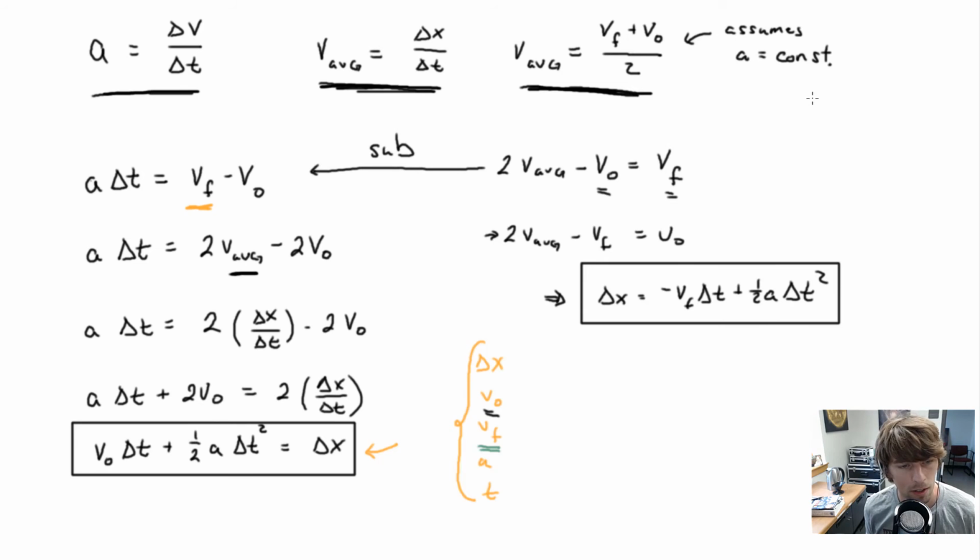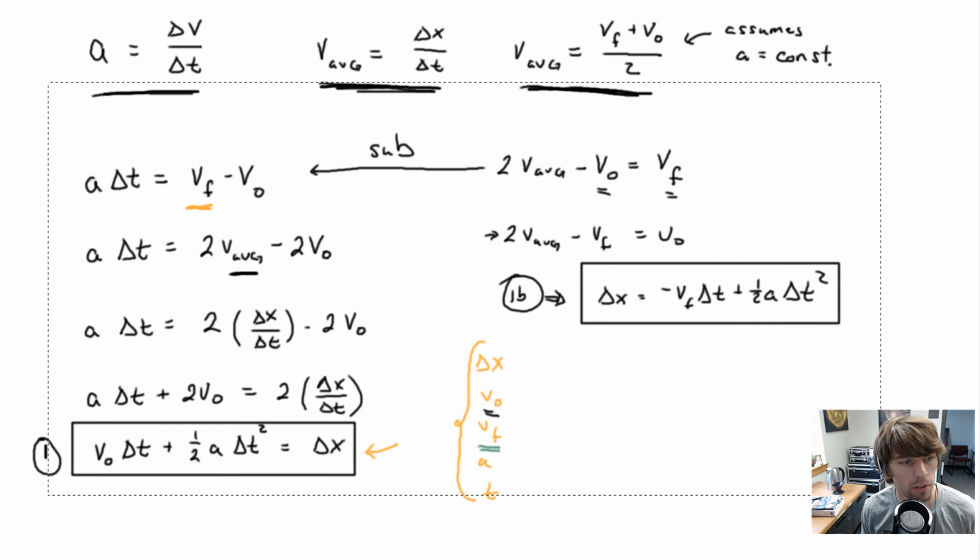Okay. So we'll call this the first kinematic equation. And I guess we could call this, you know, the first one. We could call this 1b, something like that. Okay. Let's go ahead and I will get rid of all of that.